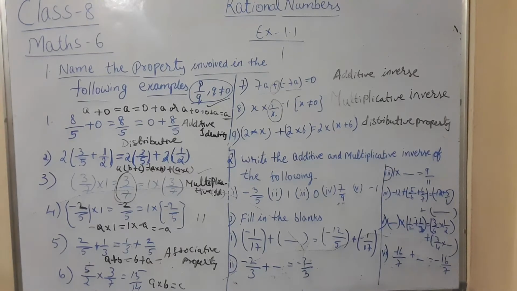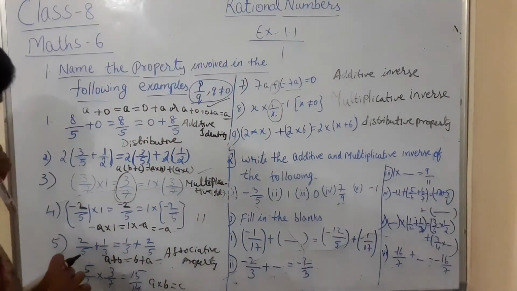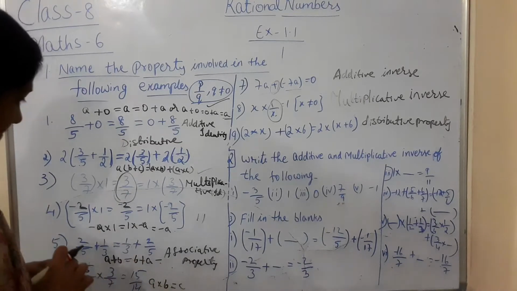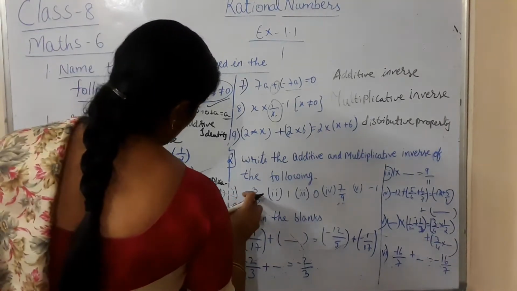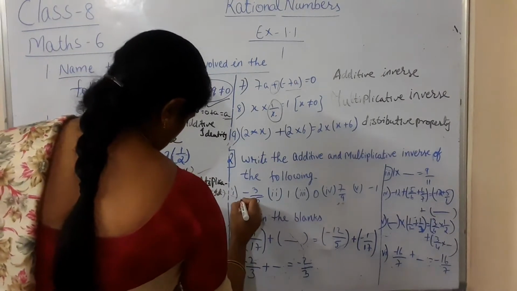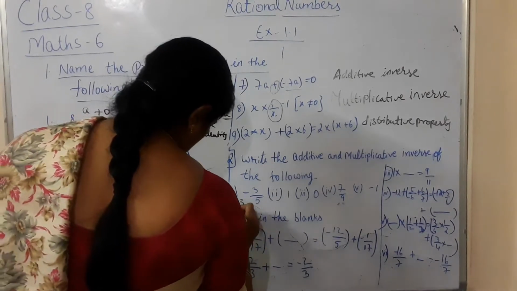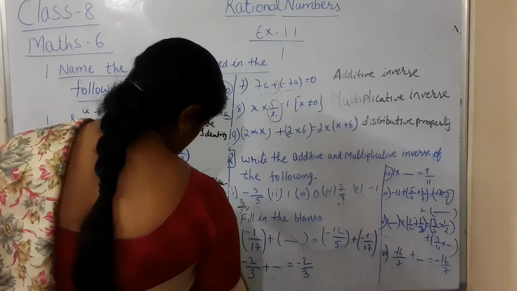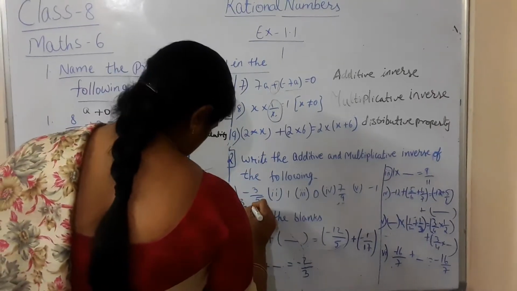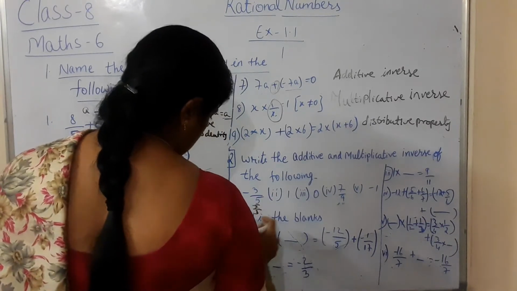I hope you have completed. Now let's come to the next one. Write the additive and multiplicative inverse of the following. So you have to write the additive and multiplicative inverse. Now what is the additive inverse of minus 3 by 5? Plus 3 by 5. The additive inverse of minus 3 by 5 is plus 3 by 5. And what will be the multiplicative inverse? Minus 5 by 3.